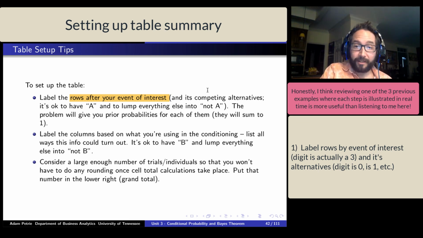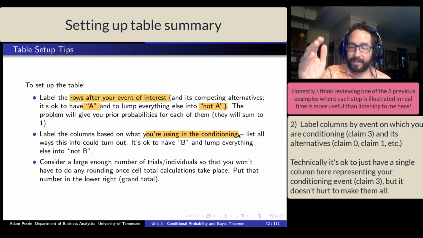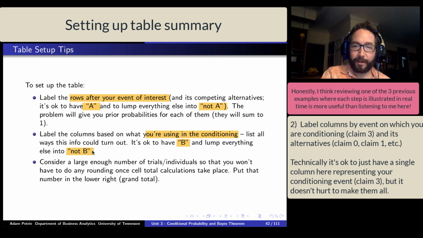Sometimes it's okay to just lump it into A and not A. And then you'll go and label the columns based on what you're using in the conditioning. You'll list all the different ways that information could have turned out. So the test came back positive, or the test came back negative, or the machine claimed it was a 0, or a 1, or a 2, or a 3, or 4, or 5, or 6, or 7, or 8, or 9. Sometimes it's okay to lump that into the specific information that you are conditioning on in your calculation versus not that. So you'd only have 2 columns here.